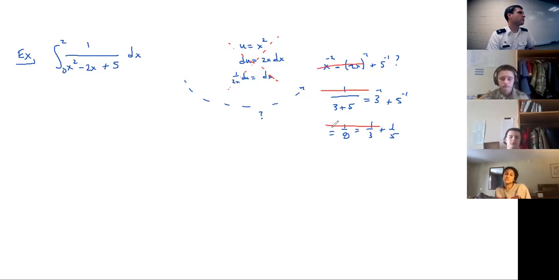Ellie, I see your hand. What's up? Could you split it into 3 fractions? So that kind of ties into this one. Is 1 over 3 plus 5 the same thing as 1/3 plus 1/5? Is that the same thing? Oh, that's what you're saying.